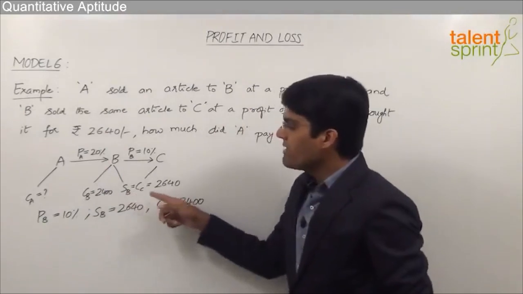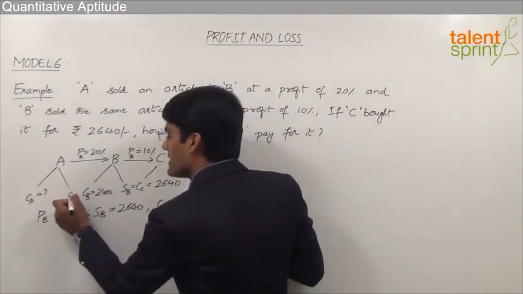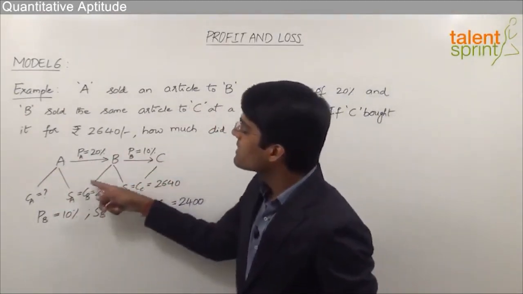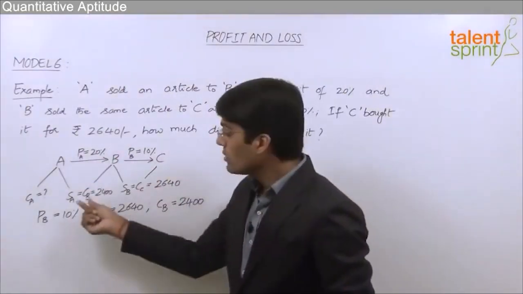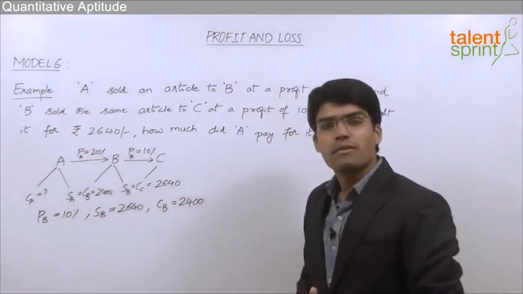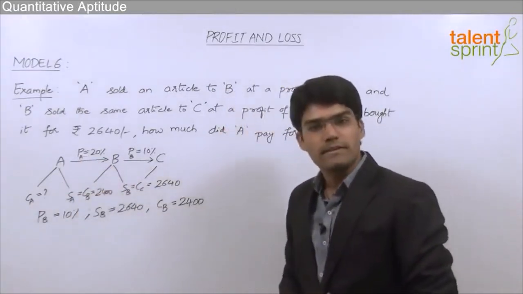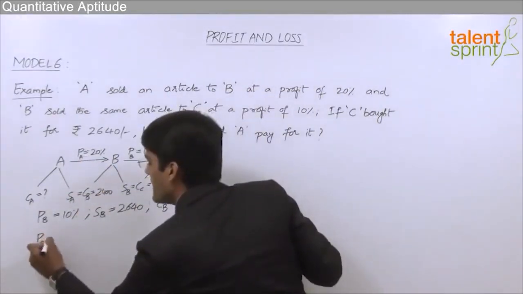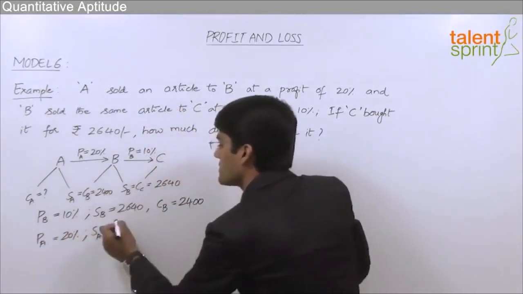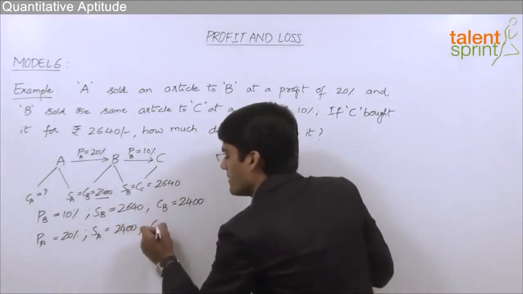Again, going by the same point, we can understand that cost price of B is equal to selling price of A. Why? Because selling price of A is the price at which A sold the article to B, which is as good as the price at which B bought the article from A. So we now know that selling price of A is equal to 2400, and we also know the profit of A, which is 20%. So once we know the selling price and the profit, we can find out the cost price. So from this, if we do the calculation, we will be able to find out the cost price of A.